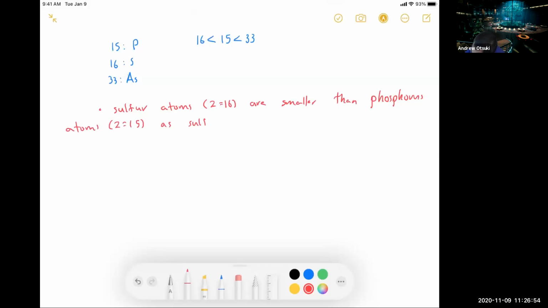As sulfur atoms have a higher nuclear charge to attract the highest energy 3s and 3p electrons. So the valence electrons.